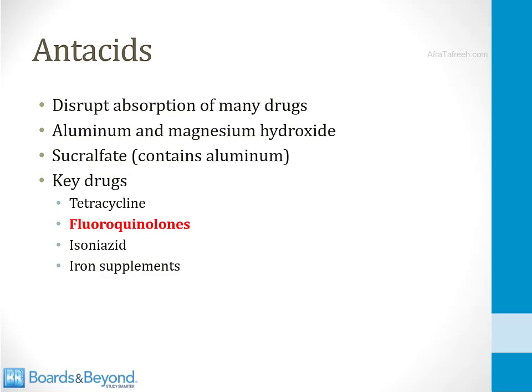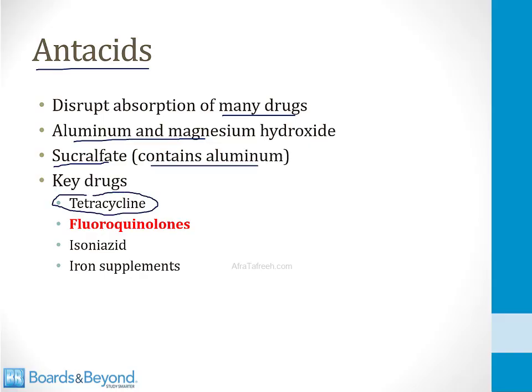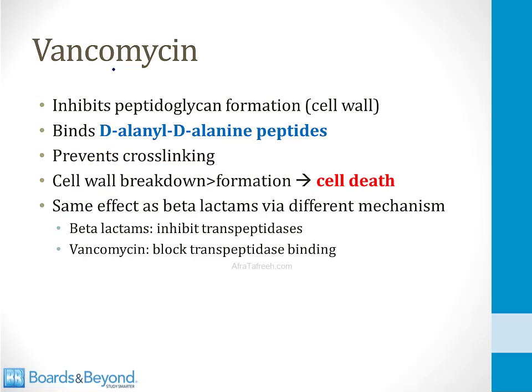A final point about quinolones has to do with antacids. These are drugs that I discuss in detail in the video on GI pharmacology. Antacids can disrupt the absorption of many drugs, including quinolones. This is especially true for aluminum and magnesium hydroxide. It's also true for sucralfate, which is an ulcer drug that contains aluminum. These drugs can interfere with the absorption of many drugs. Tetracycline is a classic drug whose absorption is interfered with by antacids, but fluoroquinolones also have their absorption disrupted by antacids.